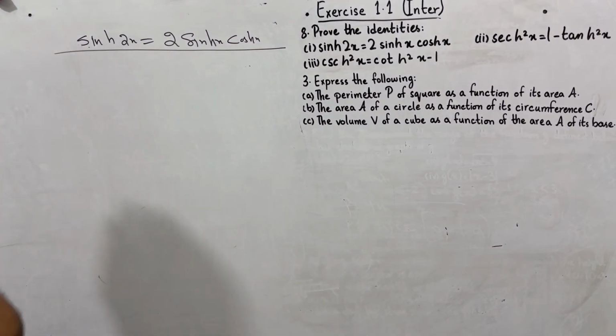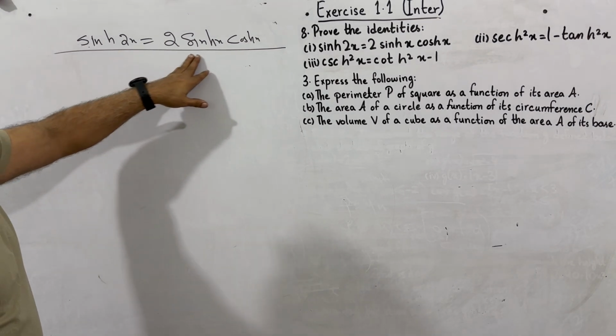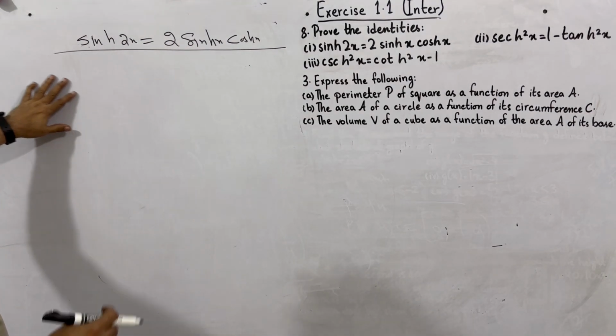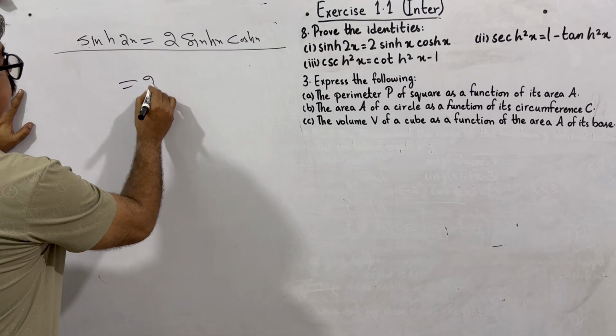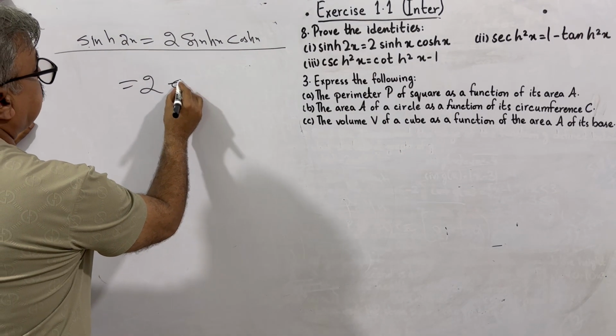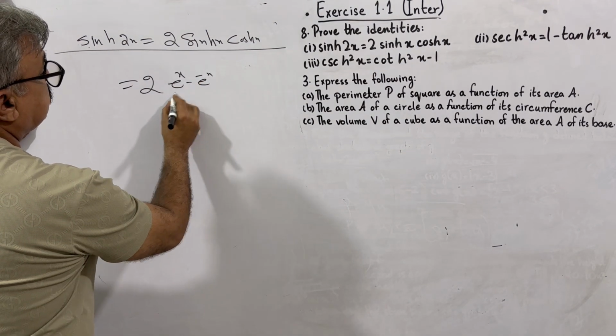It is the identity that is also present in trigonometric functions, and that is parallel: sin 2x is equal to 2 sin x cos x. So there is no difference. Knowing the fact that sinh x is equal to e raised to x minus e power minus x over 2.